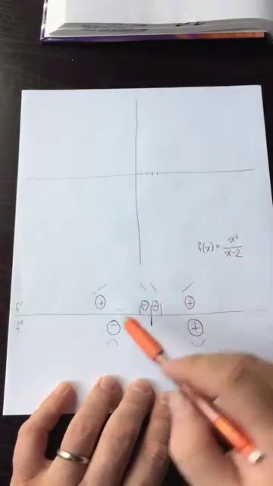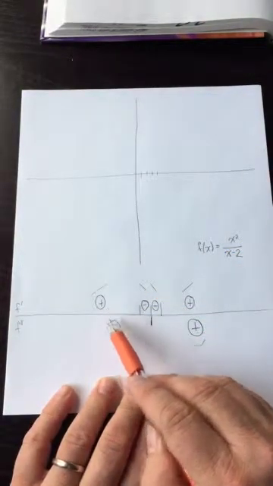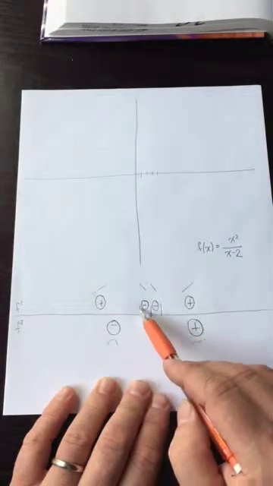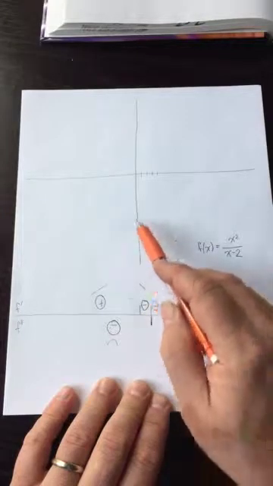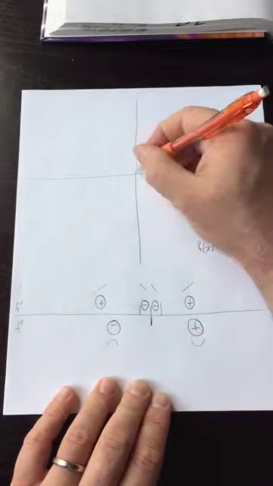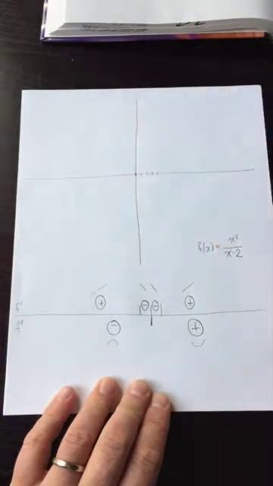Here I see an increasing followed by a decreasing. I'd like to know the value at this point where x is 0. When I plug in x is 0, I get 0 over negative 2. So here's a point on the graph.